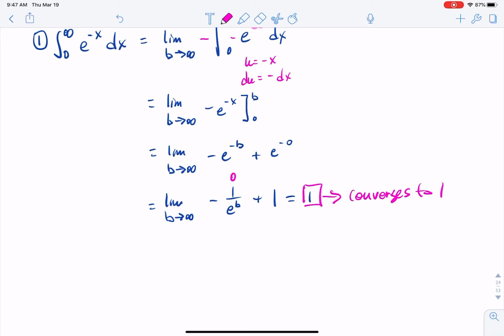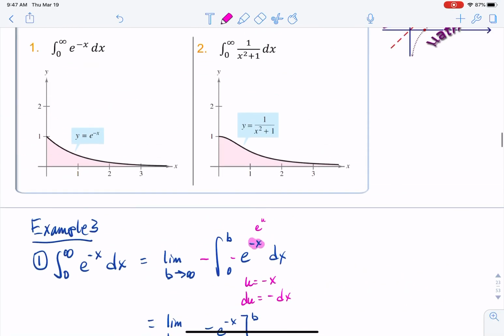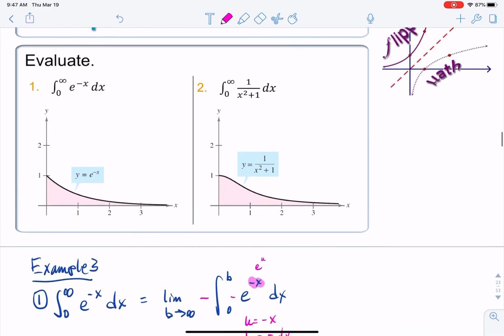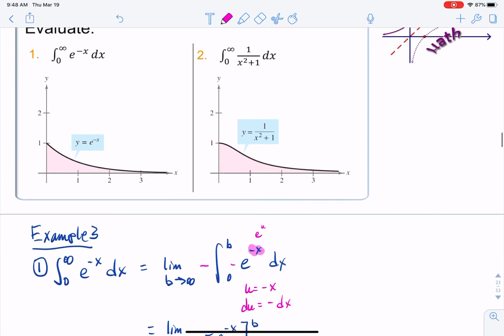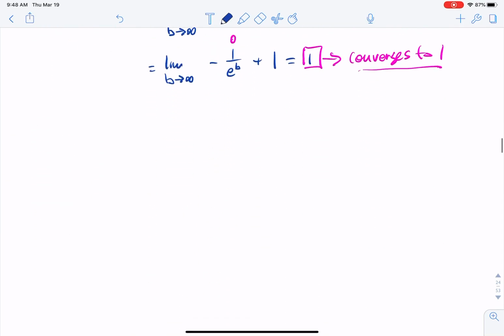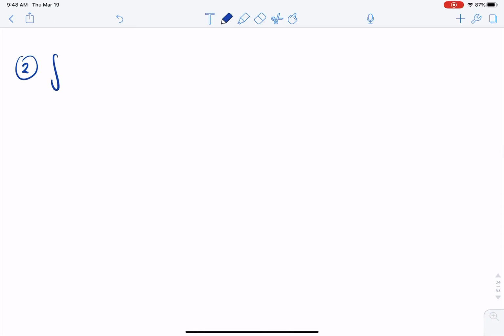All right, so again, let's take a look at that graph. Again, it seemed like this one was one of those obvious ones that collapsed down to the x-axis fast enough that it actually converged. Okay, so let's look at the second one. We've got the definite integral from 0 to infinity, 1 over x squared plus 1. Okay, so improper integral. Get rid of that thing, turn it into a b, take the limit as b goes to infinity.